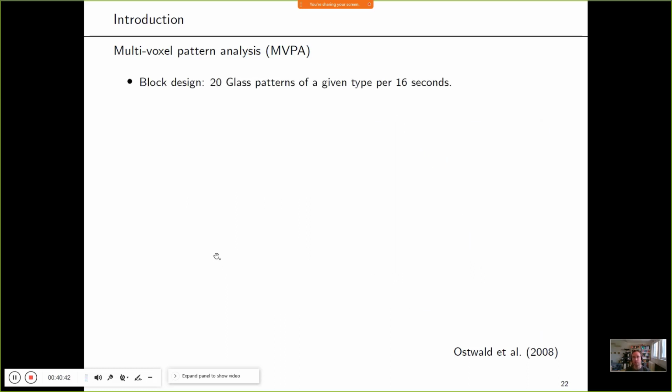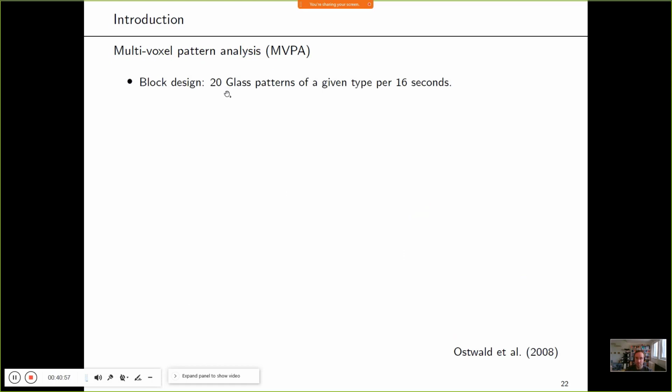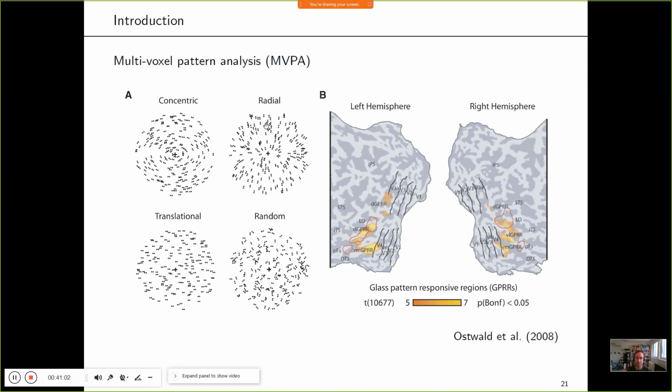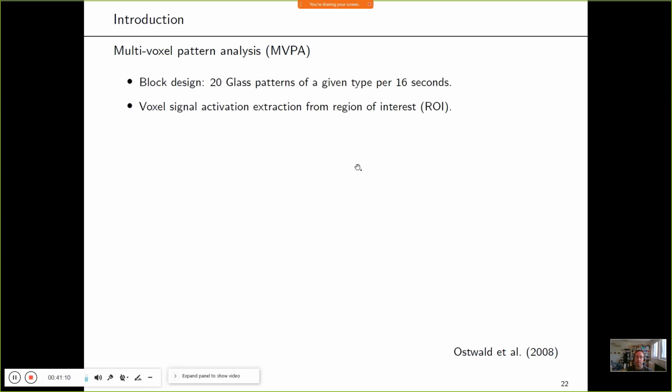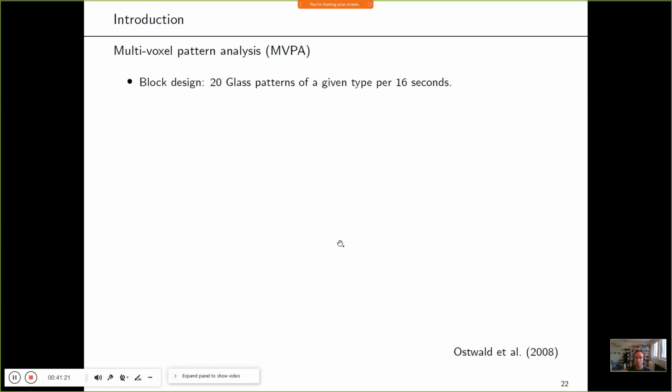In the experiment, we presented these Glass patterns for 16 seconds per Glass pattern type. For example, concentric was shown with 20 different Glass patterns for 16 seconds in one block, then for 16 seconds the radial was shown, and then in another block the random was shown, and that was repeated. Of course, the translational was also shown. Then we extracted the voxel activation signal from regions of interest: V1, V2, V3, V3A, Glass pattern responsive regions, and LOC.